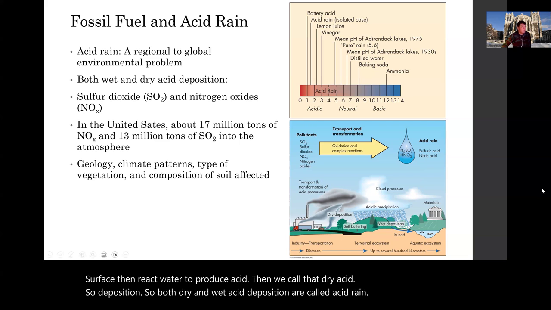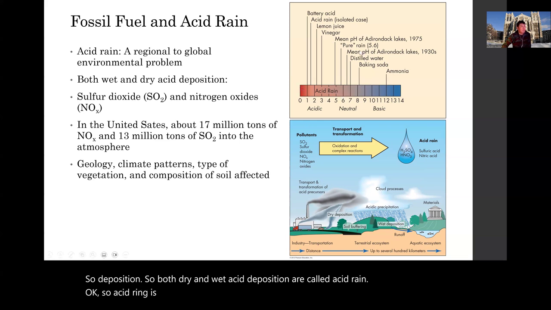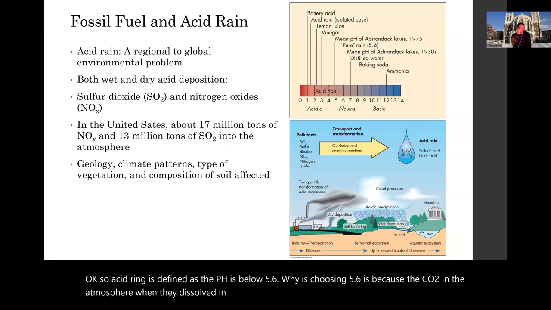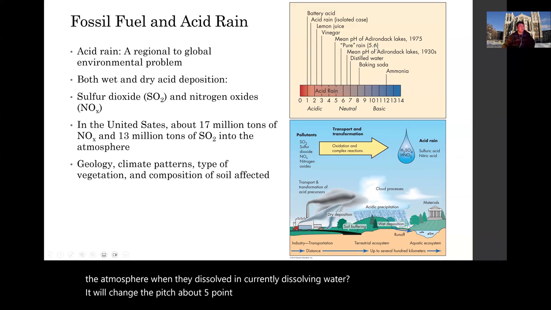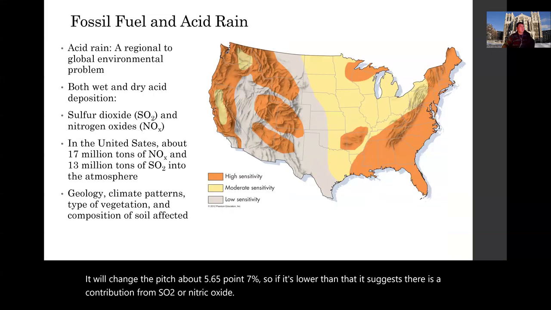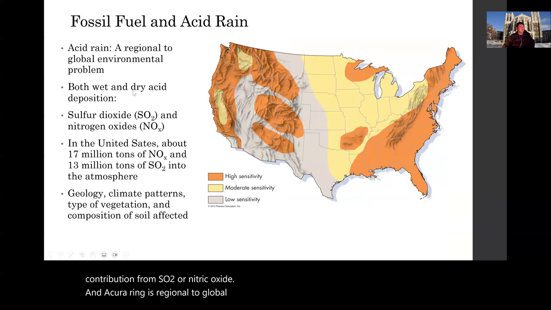Okay, so acid rain is defined as pH below 5.6. Why choose 5.6? Because the CO2 in the atmosphere, when dissolved in water, will change the pH to about 5.6, 5.7. So if it's lower than that, it suggests there's a contribution from SO2 or nitrogen oxides. And acid rain is a regional to global environmental problem. It contains both wet and dry acid deposition.